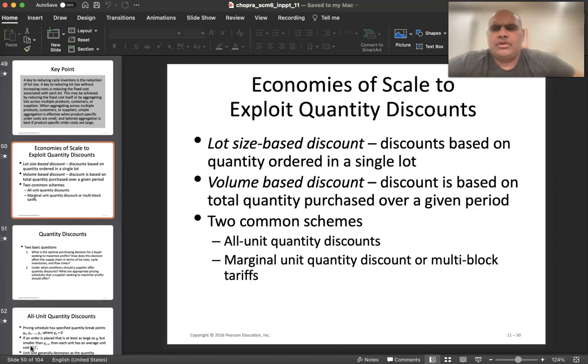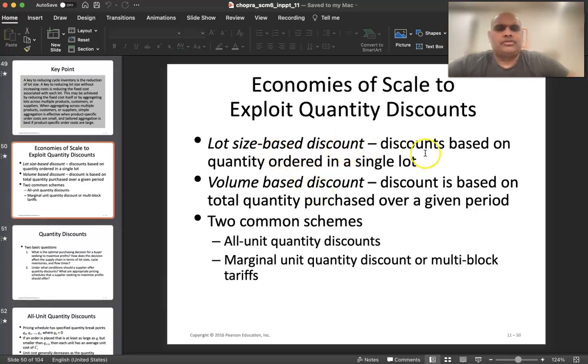So quantity discounts are something that suppliers give to retailers or distributors, where they let the retailer or distributor order larger quantities for smaller prices, right? Now, there are two types of quantity discounts that you see very often. You have lot-based quantity discounts and volume-based quantity discounts.